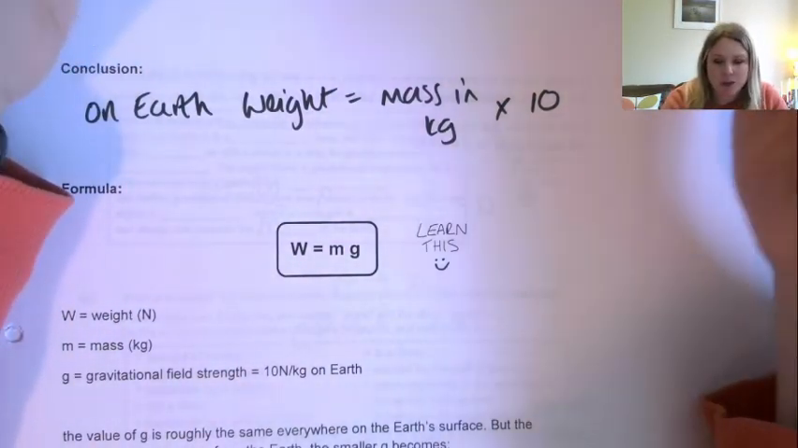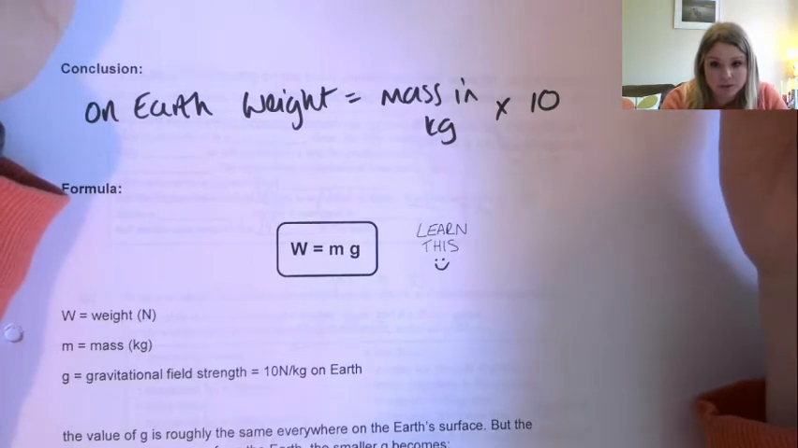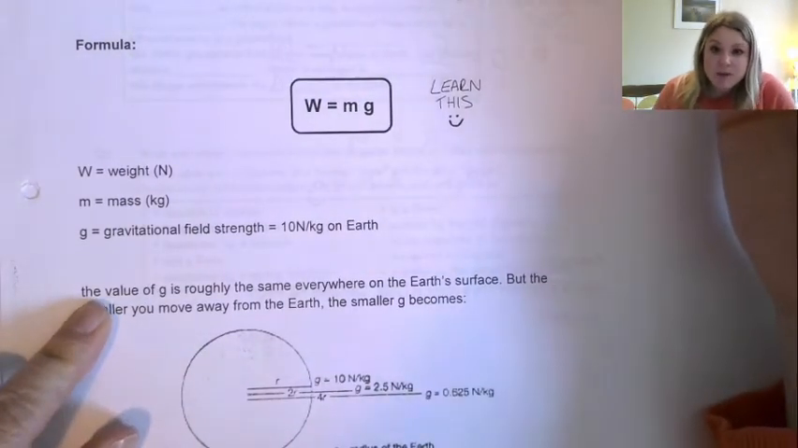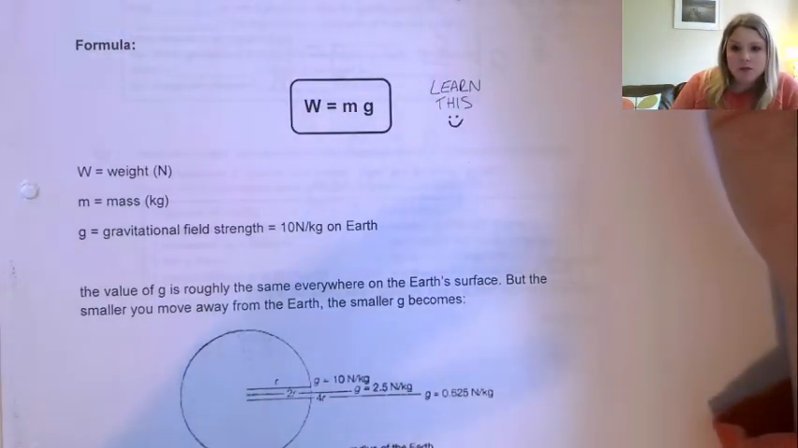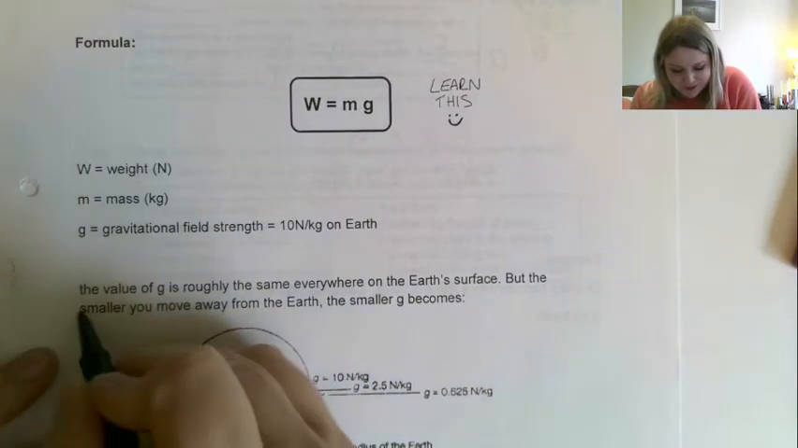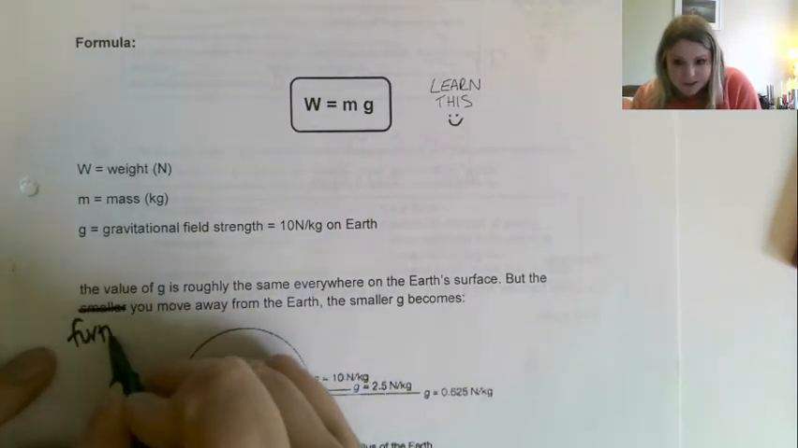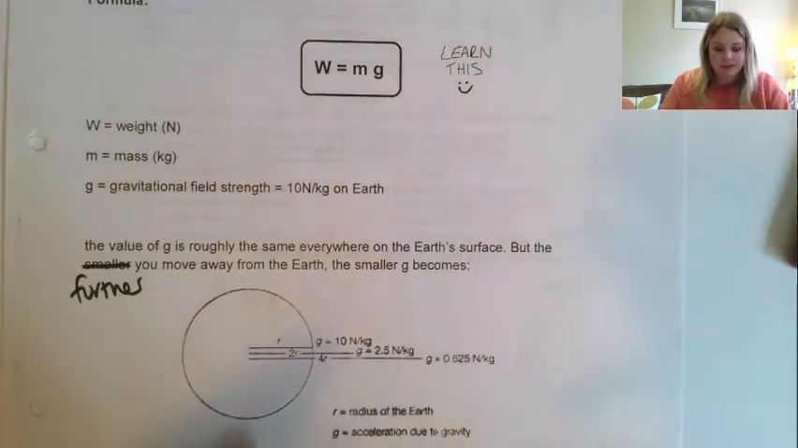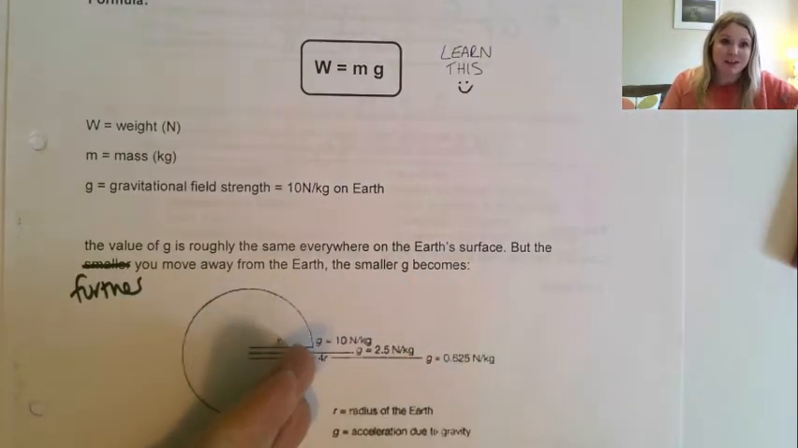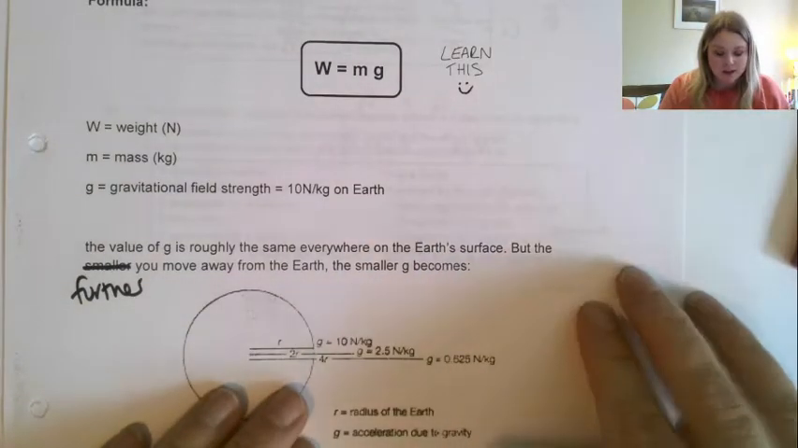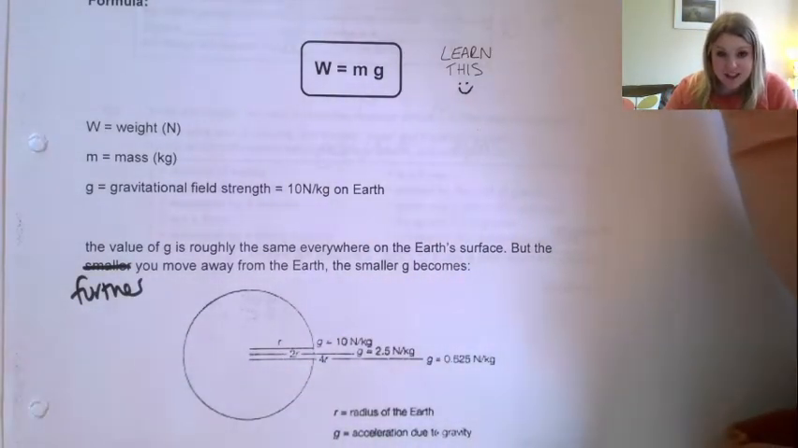If they don't mention where it is, you'll just have to assume it's on Earth. So the value of g is roughly the same everywhere on the Earth's surface, but the further you move away from the Earth, the smaller g becomes. As you rise higher and higher through the Earth's atmosphere, gravity is going to get less and less.